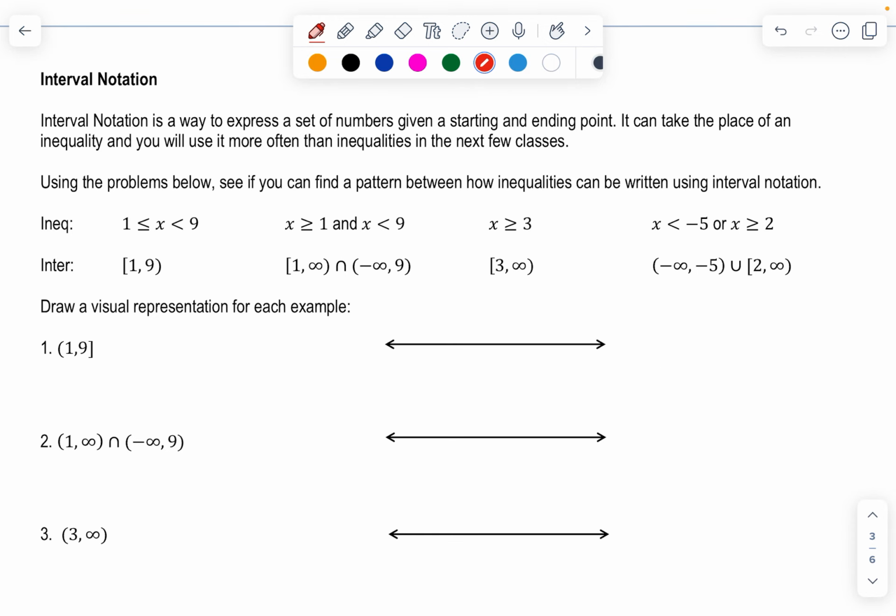All right, next we have interval notation. So we're going to be going from interval notation to inequality notation and vice versa. Interval notation is a way to express the set of numbers giving the starting and ending point, and it can take the place of an inequality, and we will use it more often than inequalities for the next few classes. So we're going to look at these problems below to see if we can find a pattern on how inequalities can be written using interval notation.